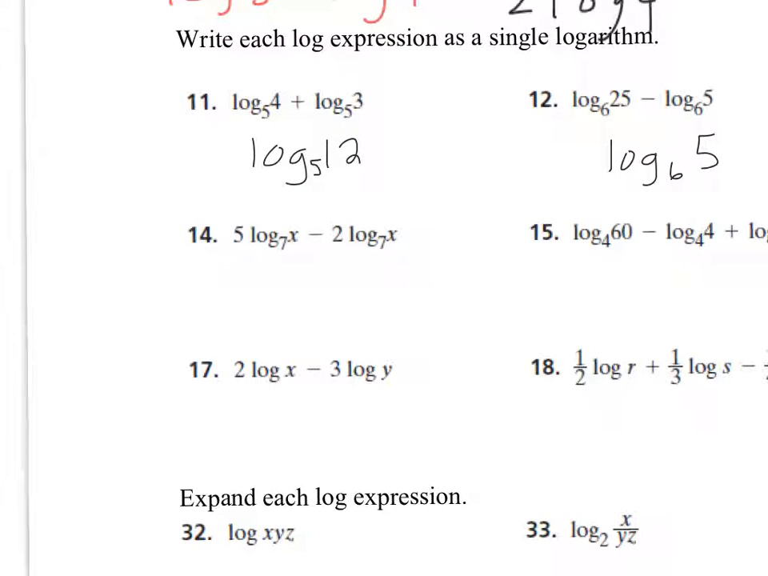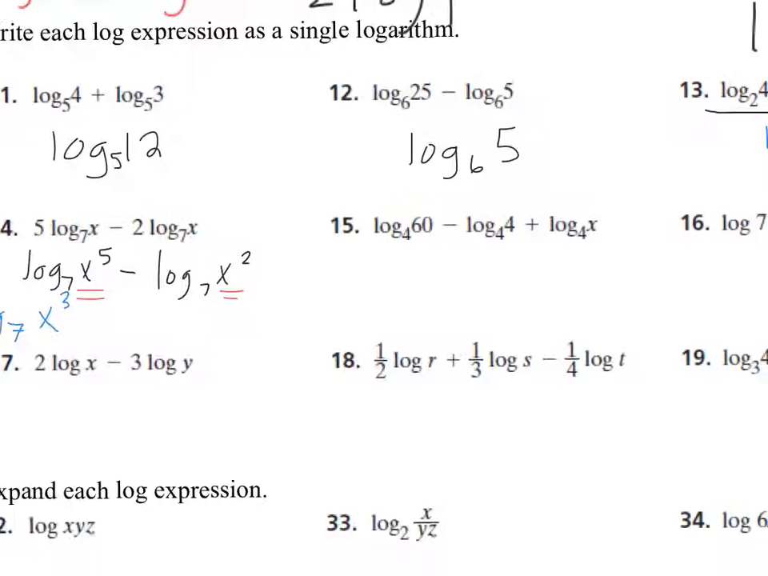And then number 14. Now I have to go back to the first part where if I have a quantity in front of the log, remember, that turns into your exponent. So this is going to be log base 7 of x to the 5th minus log base 7 of x squared. So when you're subtracting, this is your numerator and this is your denominator. So if you're thinking about doing x to the 5th divided by x squared, you're going to subtract these exponents. So this is going to be log base 7 of x cubed.